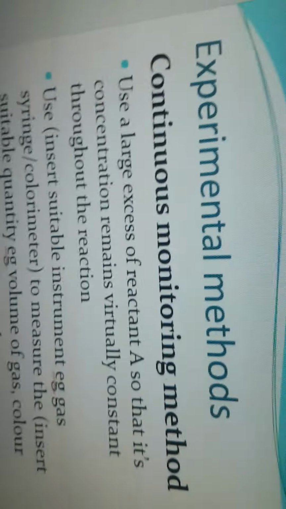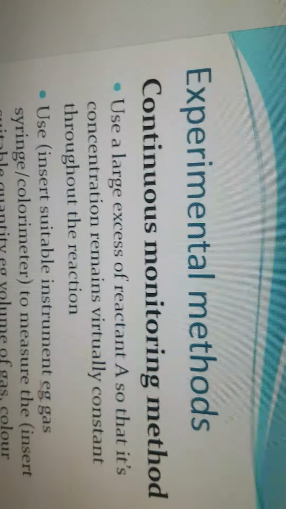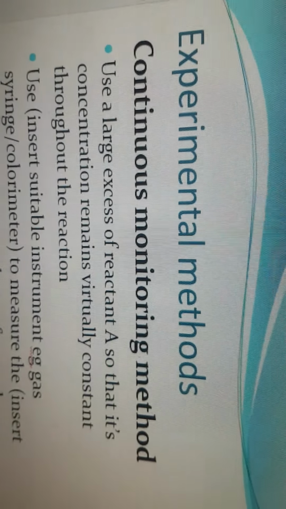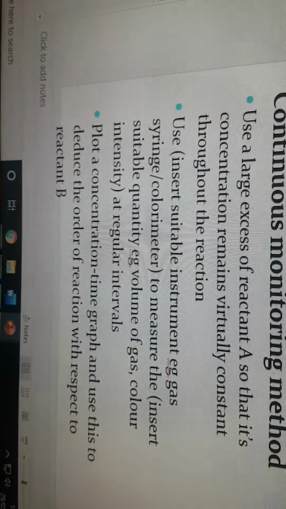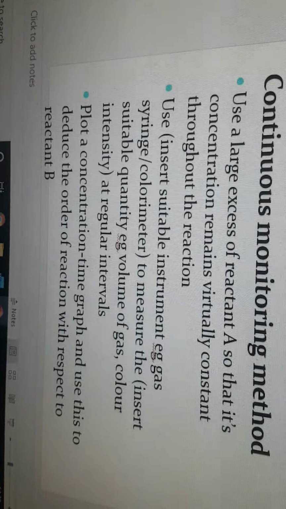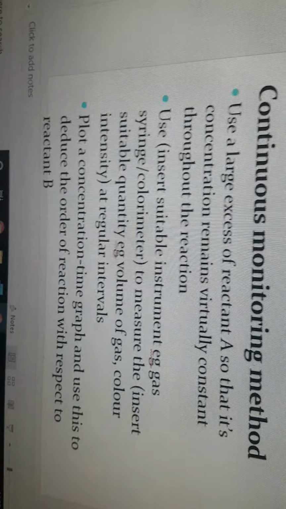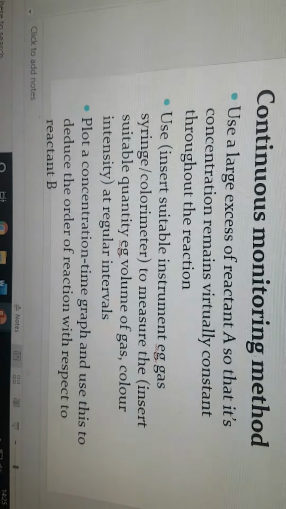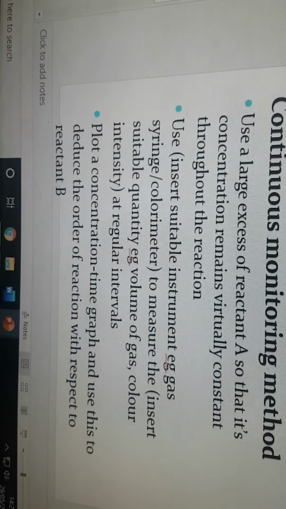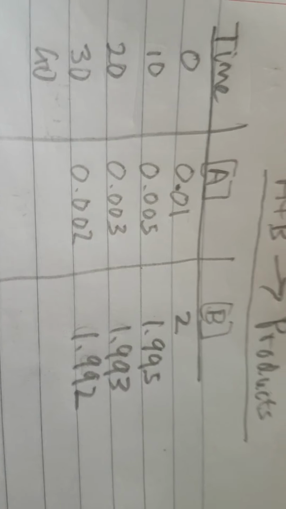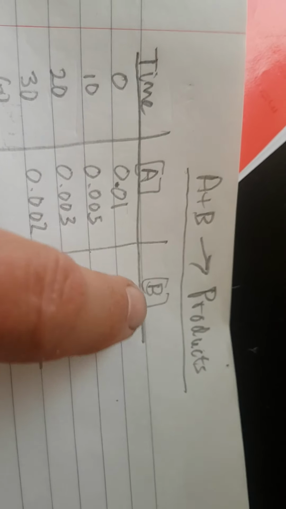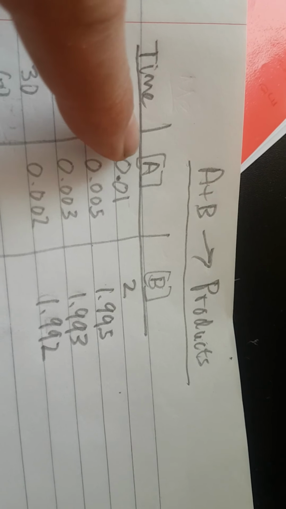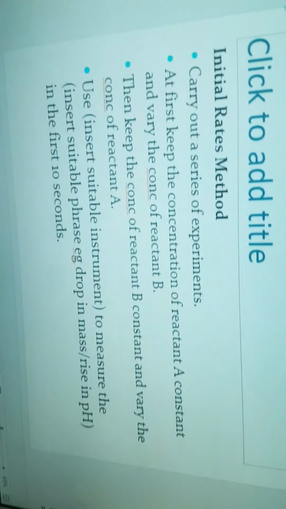But it does explain the first sentence on my slide there, although this time I've said use a large excess of A, and this would enable you to deduce the order with respect to B. In other words, the one that you want to deduce the order of must be the one that is not in excess. In my example earlier, I used a large excess of B because I wanted to deduce the order with respect to A.